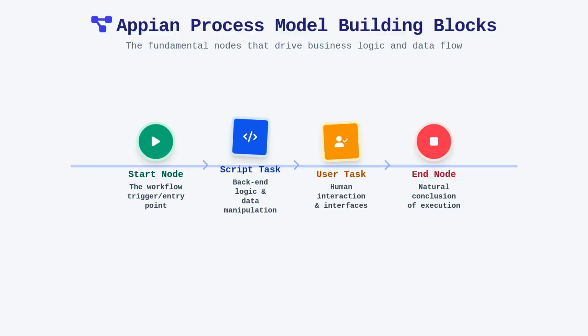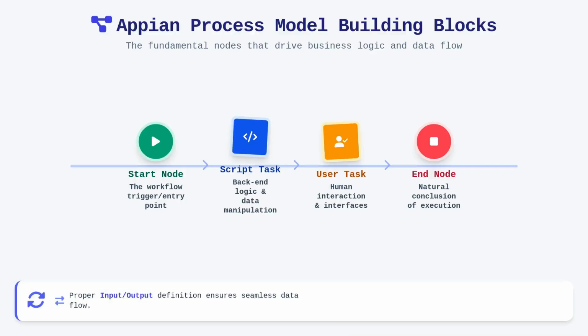Conversely, the user task node provides a bridge to the human participants, presenting them with an interface to interact with the process. Configuring these nodes requires a clear understanding of how they consume inputs and produce outputs, as each task must be properly defined to ensure data flows correctly across the process model's lifecycle. You should view these nodes not as isolated silos, but as interconnected steps that maintain the state of your application as it moves from one activity to the next.